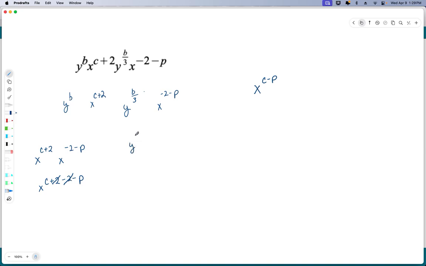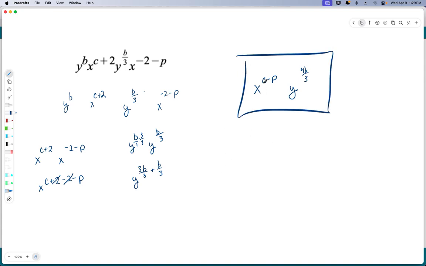I've got y to the b power and y to the b over 3. So all I really need to do is multiply this by 3 over 3 to get a common denominator here. So that's going to give me y to the 3b over 3 plus b over 3, which is going to equal y to the 3b plus 1b, that's 4b over the common denominator 3. So this is going to be your final answer right here. X to the c minus p, y to the 4b over 3.